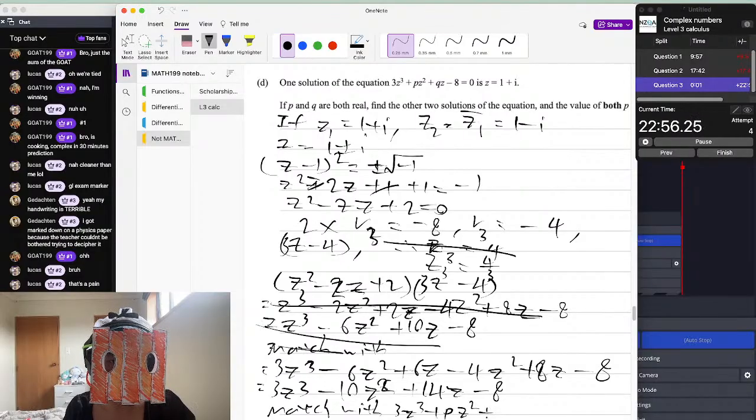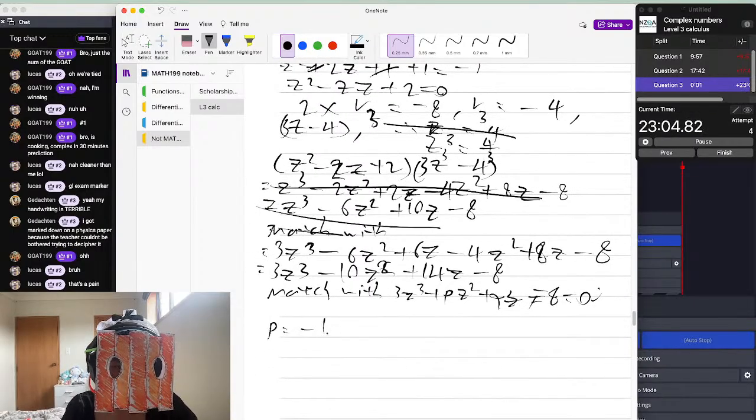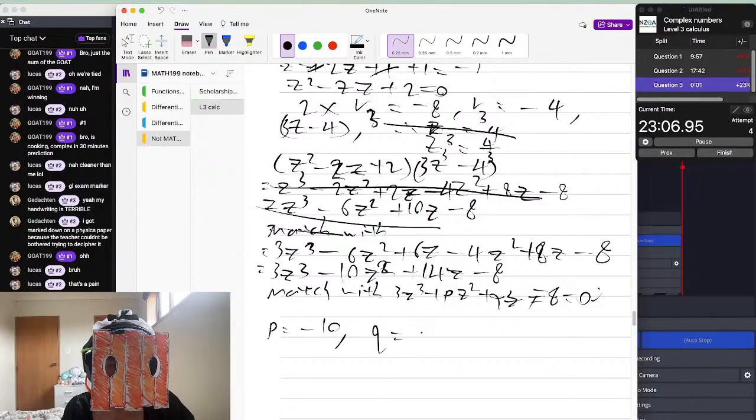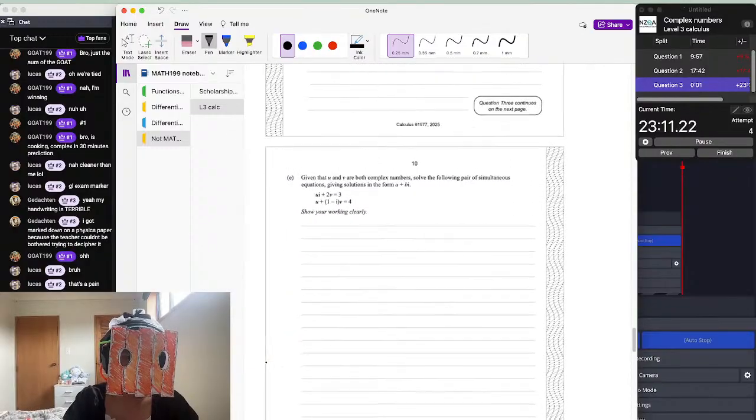Please z squared plus qz minus a equal to 0. P equals minus 10, Q equals 14. Sweet. Okay, last question.